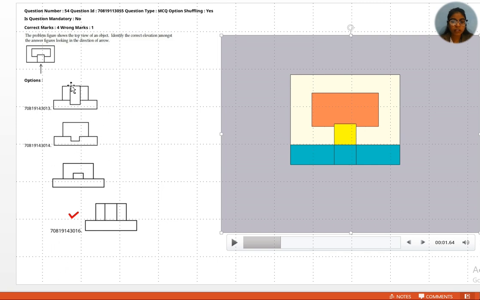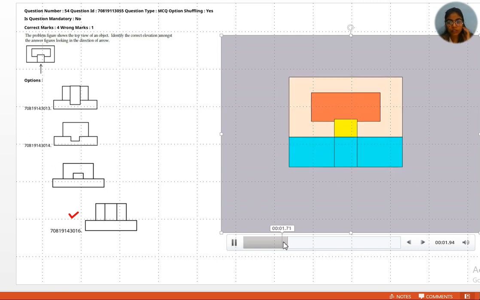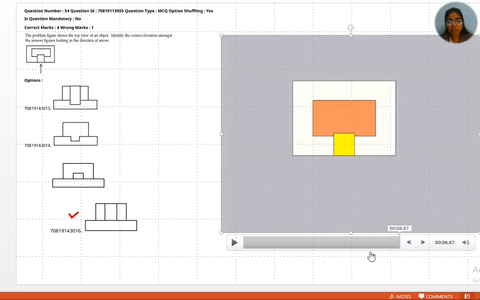Here we have, but see, there is an elevation difference. This is not possible. Here also we have four lines, but see, the line will run throughout from bottom to the top. But what they have done, they have just made a small rectangle over here. So the correct answer will be option D.